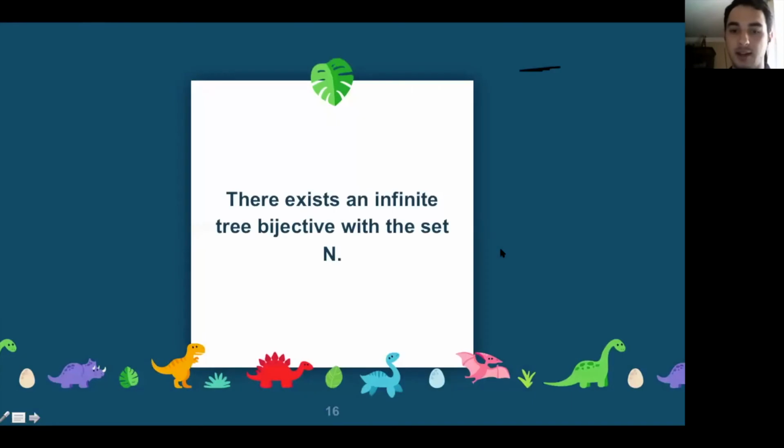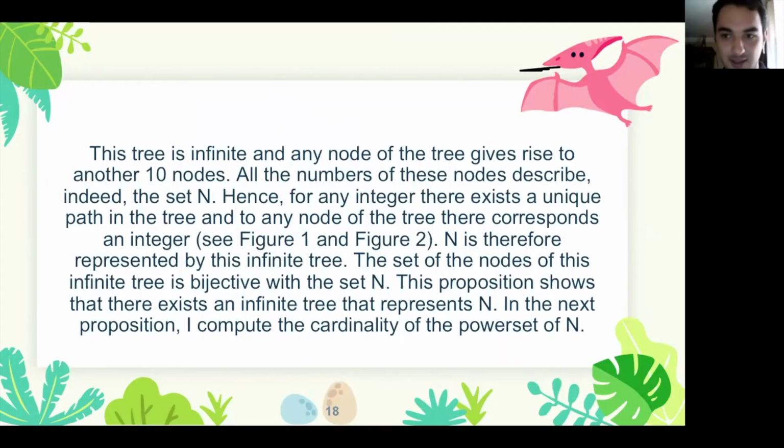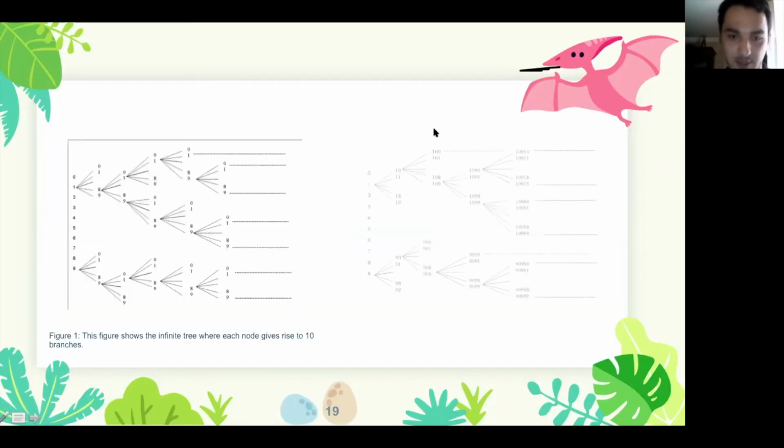Next slide, there is this infinite tree bijective with set n. I explain it one by one. Explanation. Yes. Next slide. The continuity of this explanation, and I explain.